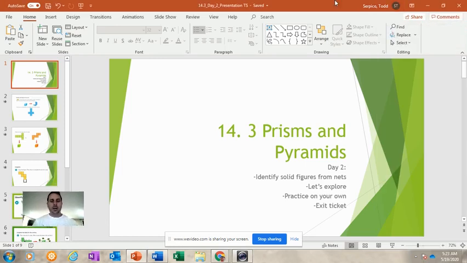Mr. Serpico checking in here for day 2 of 14.3 Prisms and Pyramids. I have a PowerPoint slideshow I'm going to share with you, with some explanations on some drawings and some figures. We're going to look at some 2D figures that could become 3D figures.